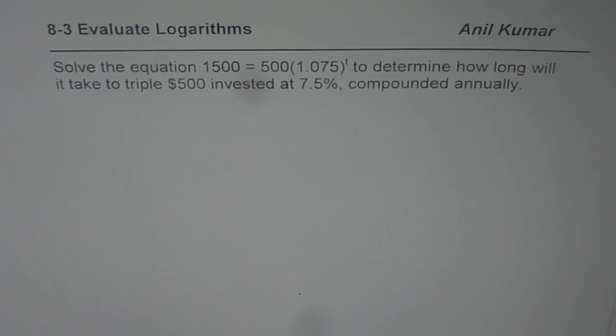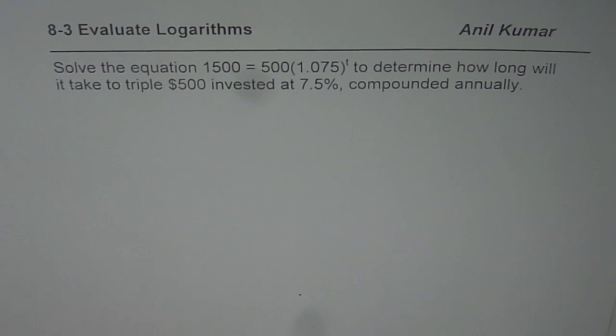I'm Anil Kumar, and in this exercise we will evaluate logarithmic functions from the very basic definition. The problem is: solve the equation 1500 equals 500 times 1.075 to the power of t to determine how long it will take to triple $500 invested at 7.5% compounded annually.